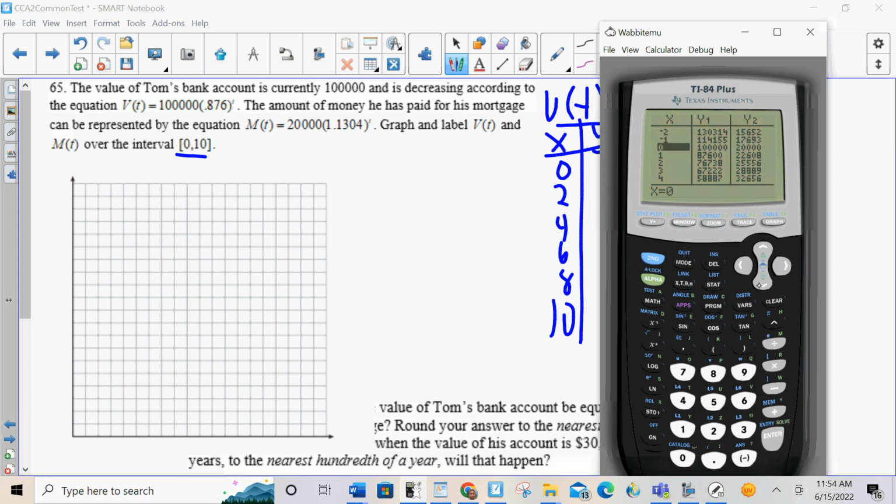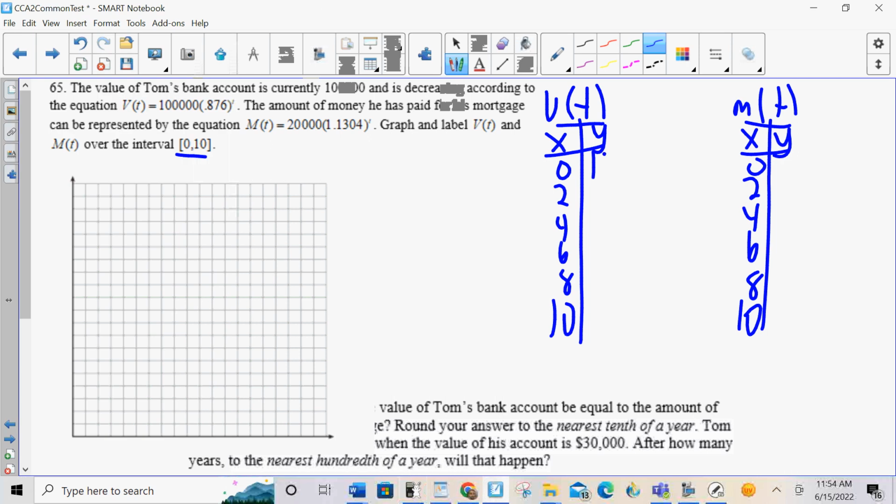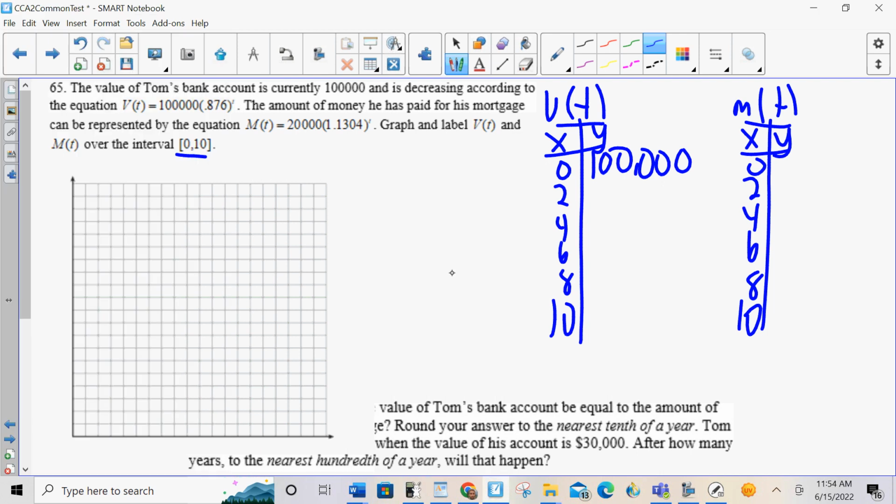Zero, let's do the V of t first. 100,000. This is going to be a little bit of pain. You know what I'm going to do to save some time? Listen, you can see the values there. I have them written down on my paper, so I'm just going to pull them off my paper. No, I don't have them on my paper. Well, that's great.